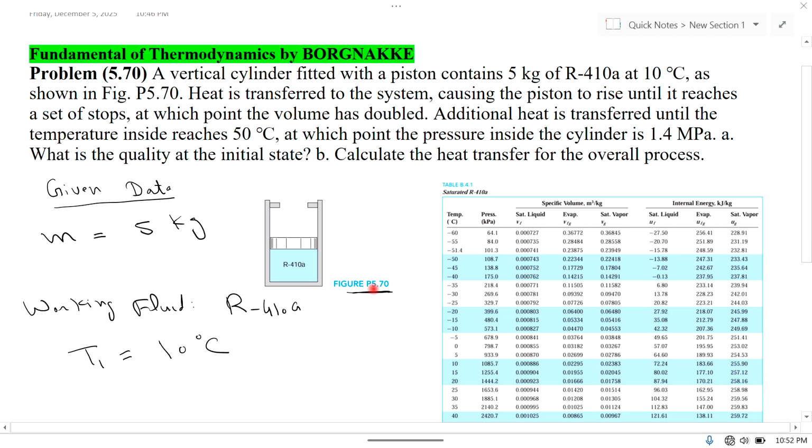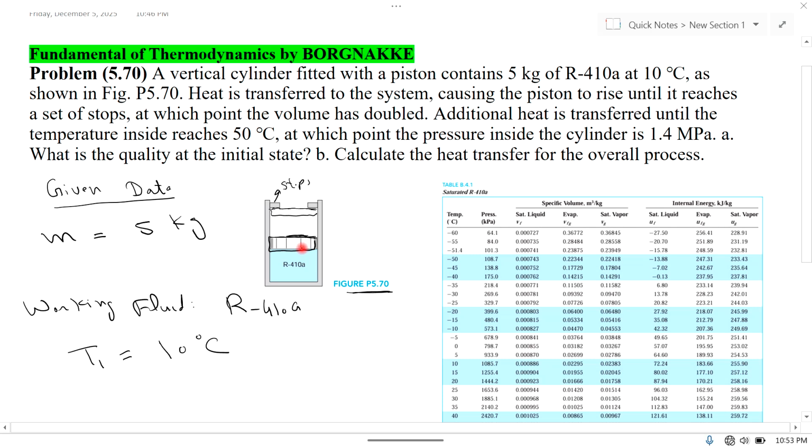Heat is transferred to the system, causing the piston to rise until it reaches a set of stops. This is the stop. The starting or original position of the piston is this. After applying heat, the piston reaches this position. Here are the stops. The piston cannot move beyond this point. It means that if we supply heat after this point, the volume will be constant.